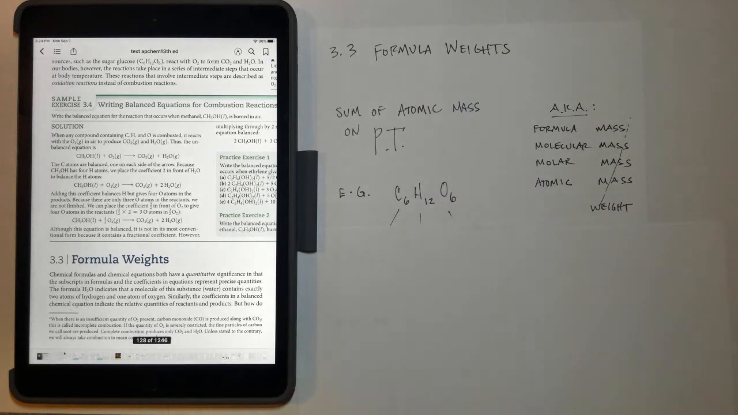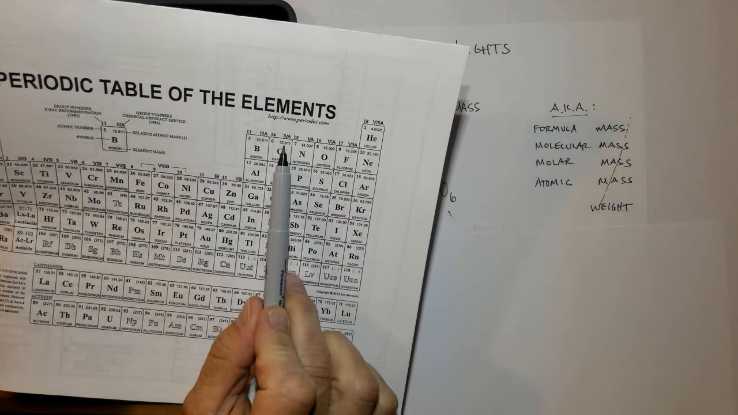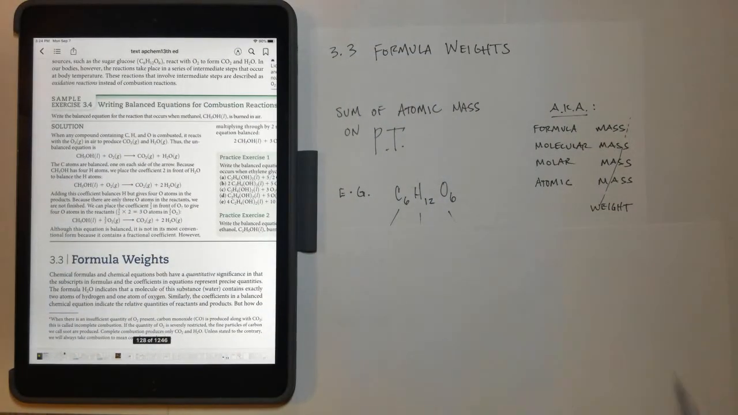mass. Here's an example of what we mean when we say add them up on the periodic table, or sum the atomic masses on the periodic table. Find the formula weight for glucose. Well, look on the periodic table and find carbon. Carbon's atomic mass is 12. There are 6 of them in the formula, so we would take 6 times 12.